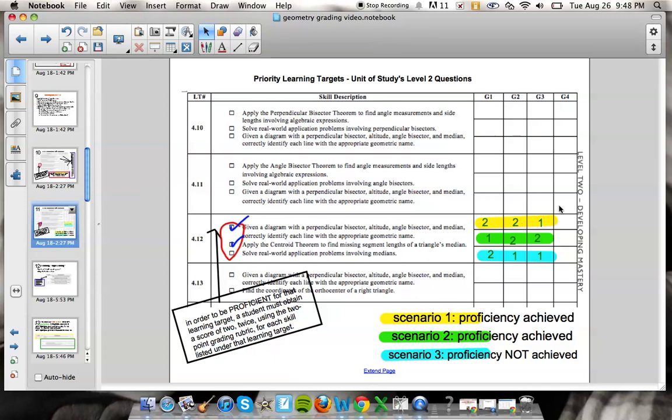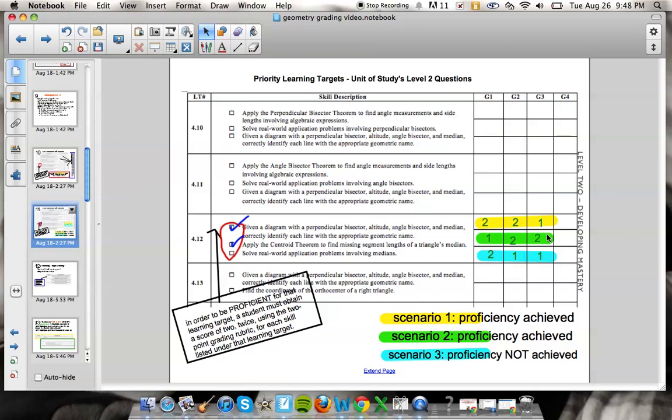And then the third time, a student scored a 1. In this scenario, since the student received a score of 2 twice out of the 3 times that it was tested, they have become proficient in this skill. So we have checked it off. That is the requirement. If we look at this next scenario, this green scenario, the first time the student didn't quite grasp the concept, but on the second time it was tested, the student got it right, and then the third time it was tested, the student got it right as well.